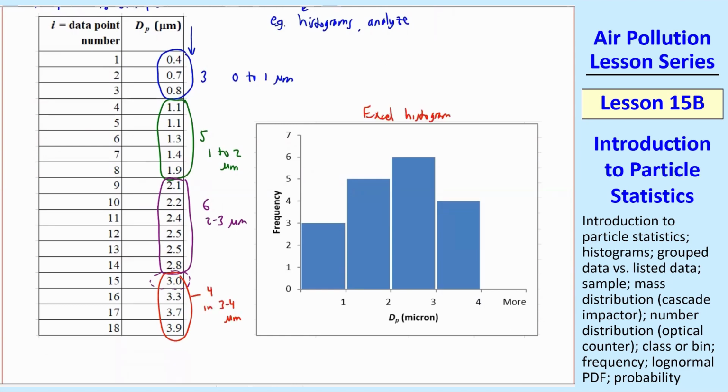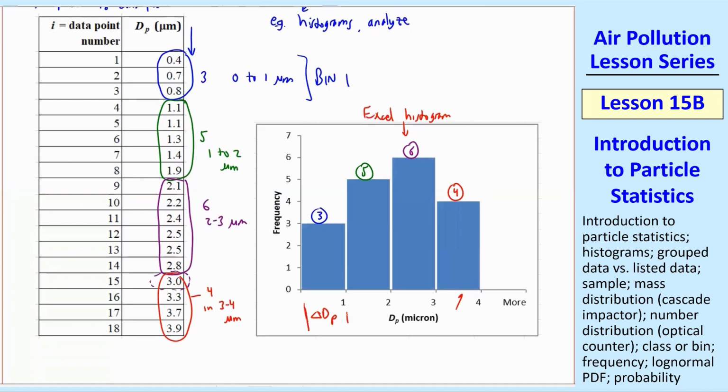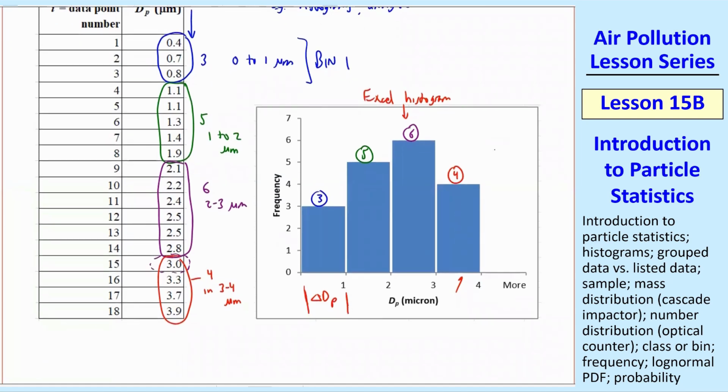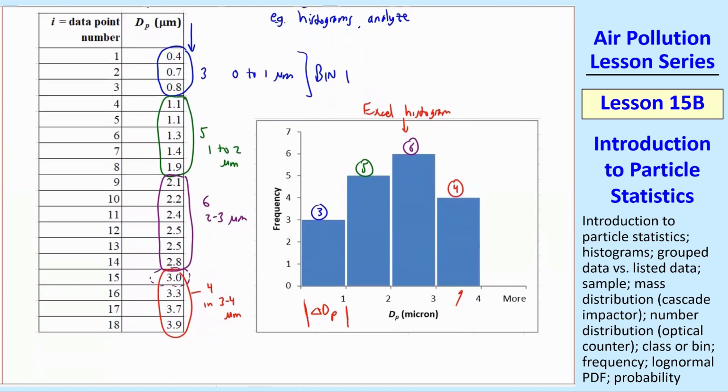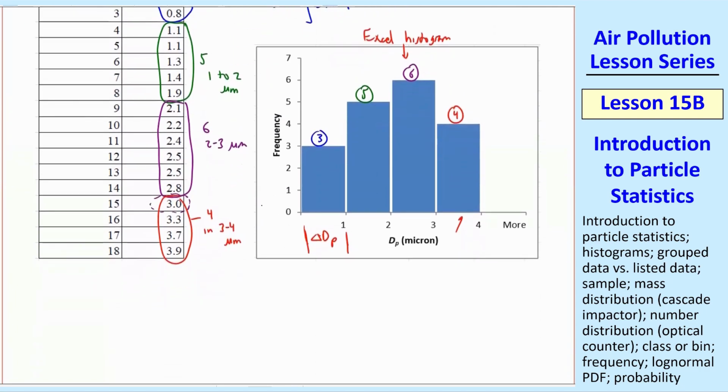When you tell Excel to do a histogram, it actually counts the 3 in this bin. So the histogram agrees with what we just calculated. Notice that delta dp is constant, and many statistics packages like Excel assume that you always want uniform increments in your variable. So this delta dp is always the same. Well, we don't always have listed data. In fact, we rarely have listed data in air pollution analysis of particles.